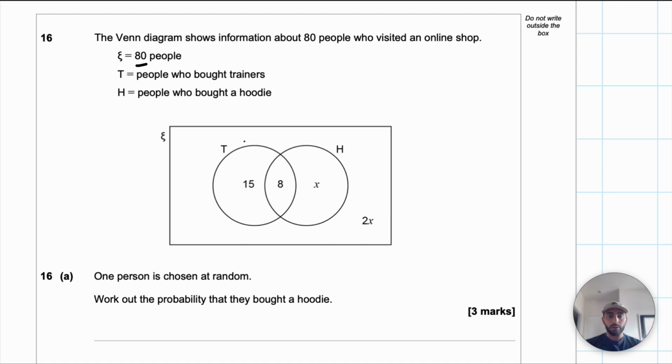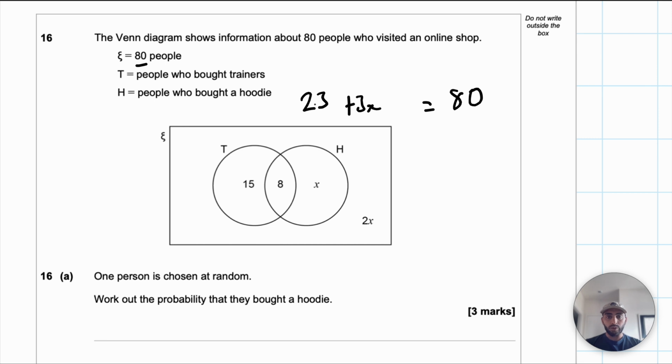Question 16. The Venn diagram shows information about 80 people who visited an online shop, and the total amount of people in the set is 80. One person is chosen at random. Work out the probability that they bought a hoodie. So we're trying to find this value of x. All of these people will be equal to 80. So we can add 15 and 8, which is 23, and x plus 2x, which is 3x. We just need to solve this equation.